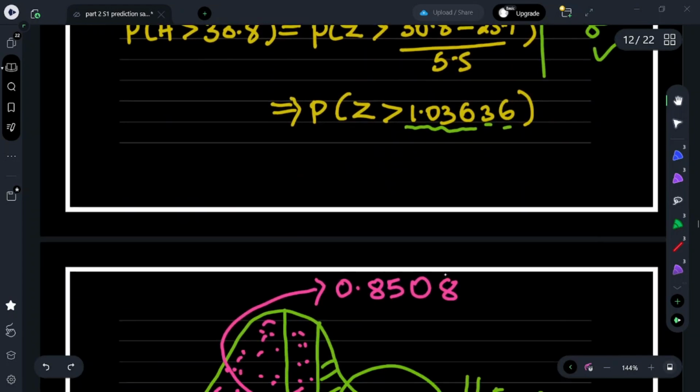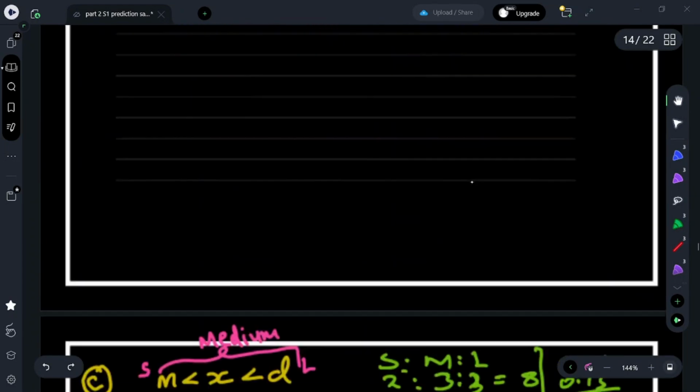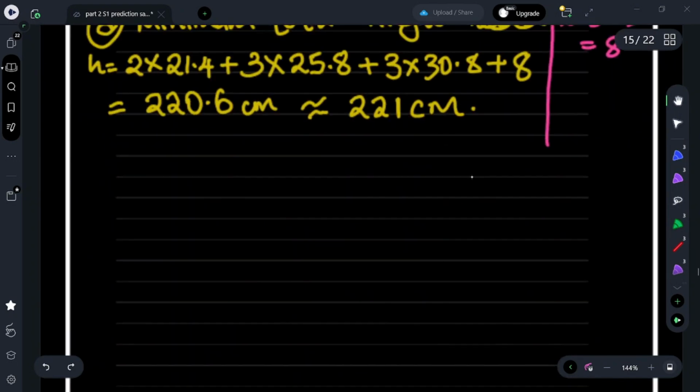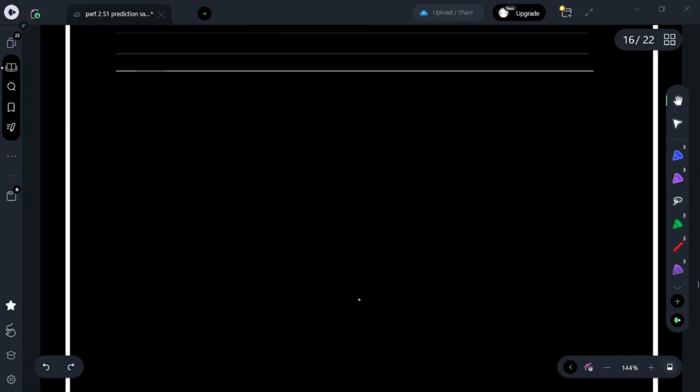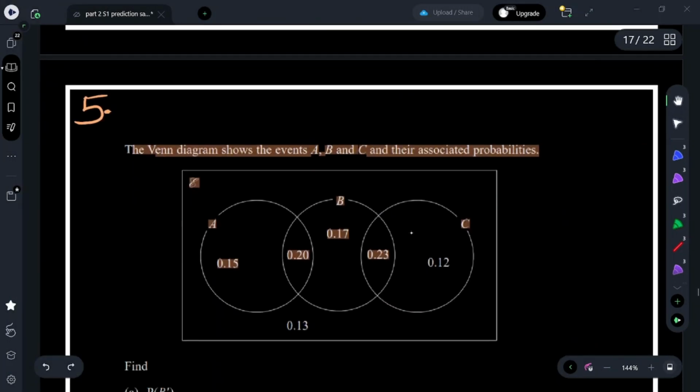All right, so that is where we are getting the 8 centimeters, and we're supposed to add it to those other centimeters that we are already aware where we are getting them. And when we add that, we get 220.6 centimeters, which is approximately equivalent to 221 centimeters. Nice. And done. We move to the next question.